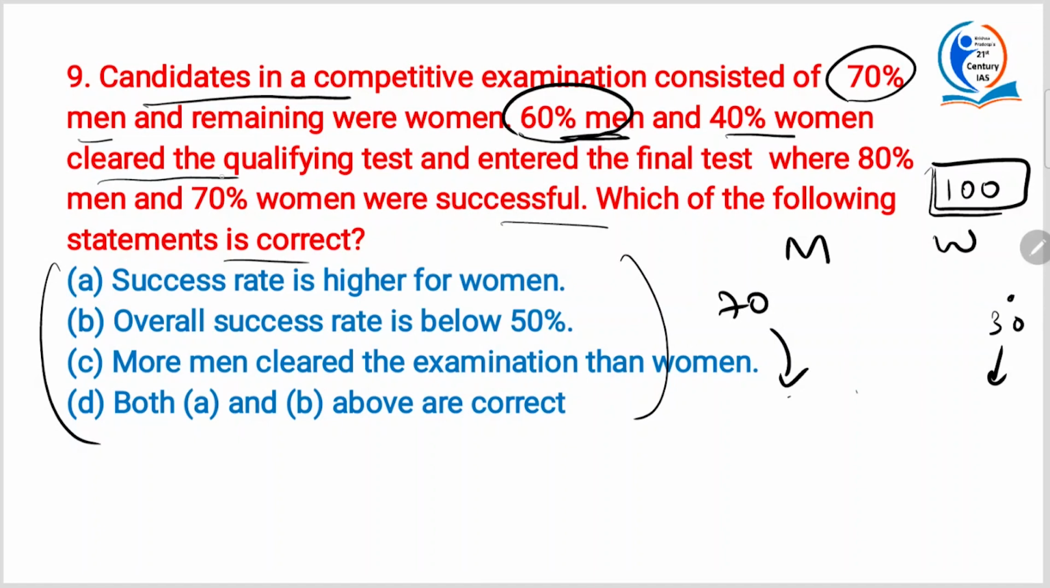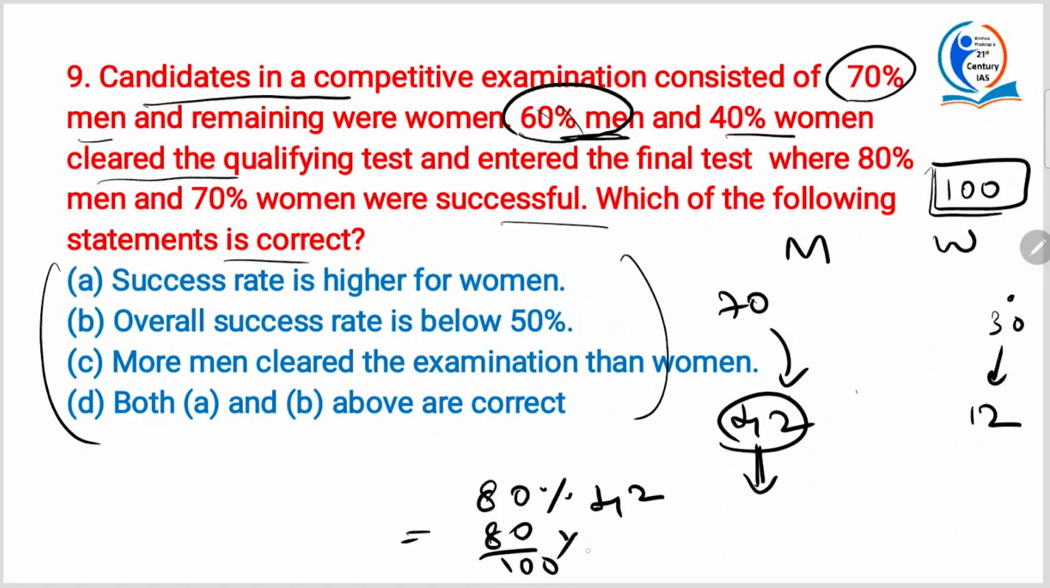60% of men and 40% of women cleared the qualifying test. Now, what is 60% of 70? It is 6 sevens are 42, because this percentage and this 0 will get cancelled. So, 42 men qualified the test and 40% of 30 is 12. 12 women also qualified and entered the final test. 80% of men and 70% of women were successful. Now, out of these members, 80% of men were successful. Now, what is 80% of 42?